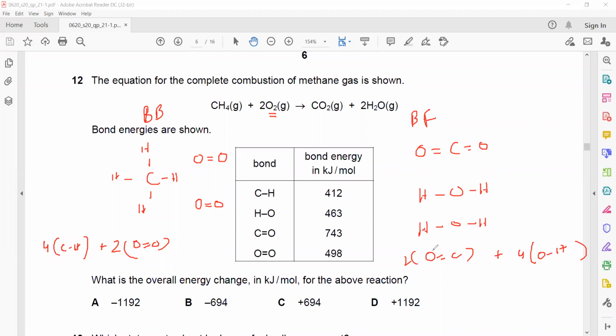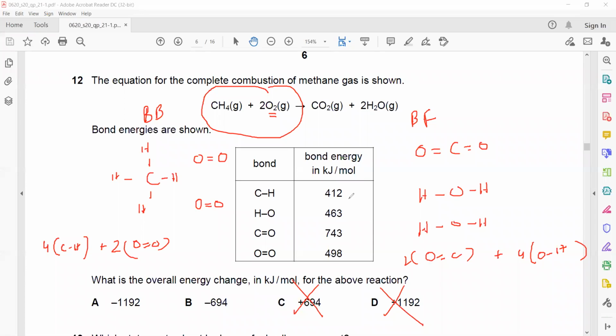So just substitute the values. Bond breaking minus bond forming is equal to energy change. And one more thing, without calculation, you can cancel the wrong answers. How can you cancel out the wrong answers? When you check the type of equation, it's a combustion reaction, and combustion reactions are always exothermic. So C and D cannot be the answer. So you're left with A or B.